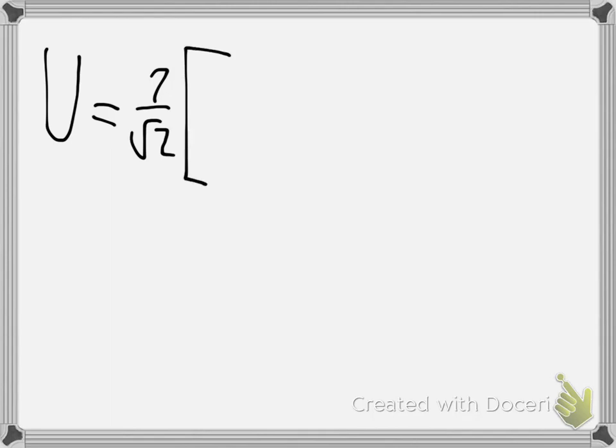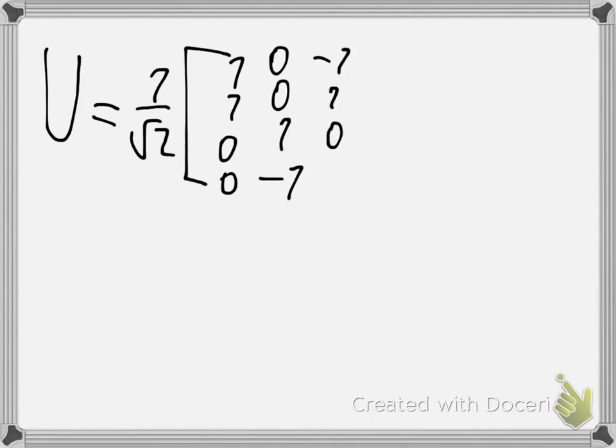And now we can just write our matrices U, sigma, and V. So U will be 1 over square root of 2 times 1, 1, 0, 0. So you just put all your eigenvectors together. 0, 0, 1, 1.